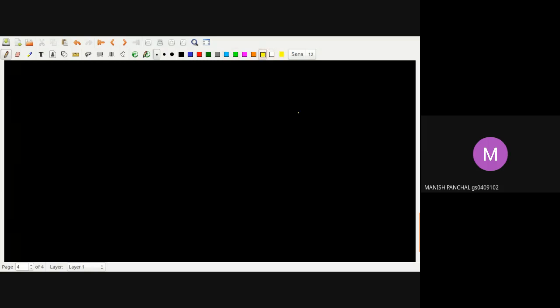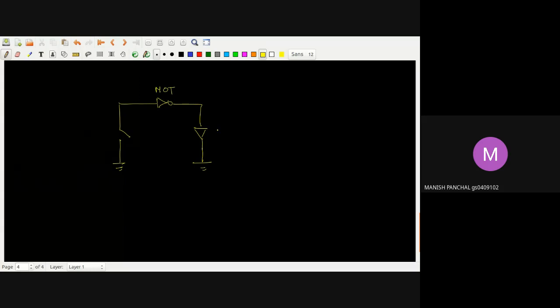Now, I have one question for all of you from digital electronics. If I draw this circuit, what will happen? Please tell me. For example, if I connect one LED here, and this terminal is ground, and I connect one switch, and this is also ground. So this is your NOT gate, for example. This is your LED. This is the switch. Will the LED glow or not? Or is it an incomplete circuit?